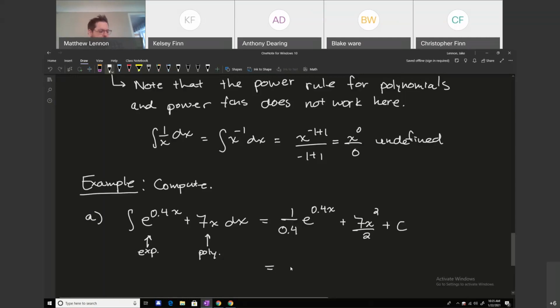So 1 over 0.4 can actually be simplified to either 5 over 2 or 2.5. So I'm going to write it as a fraction, 5 over 2 e to the 0.4x plus 7 over 2 x squared plus a constant.